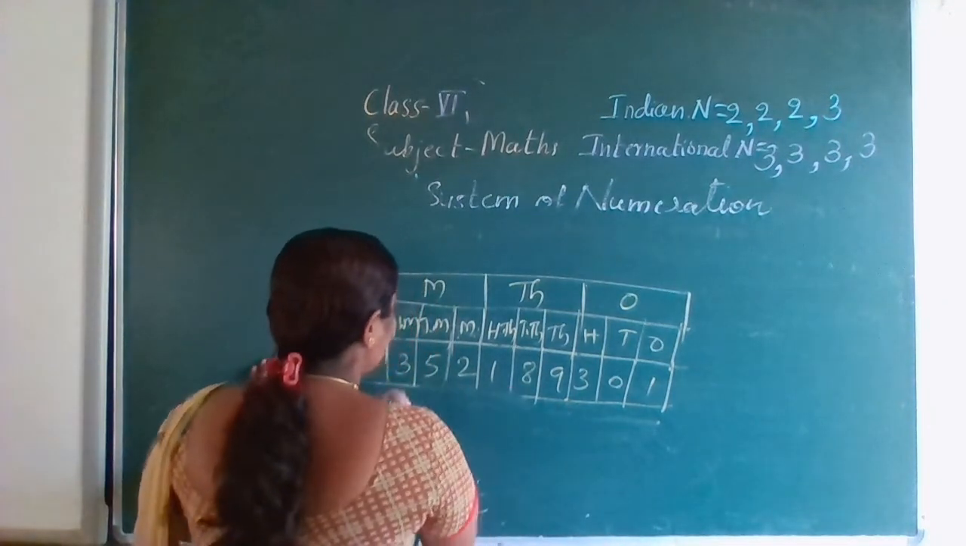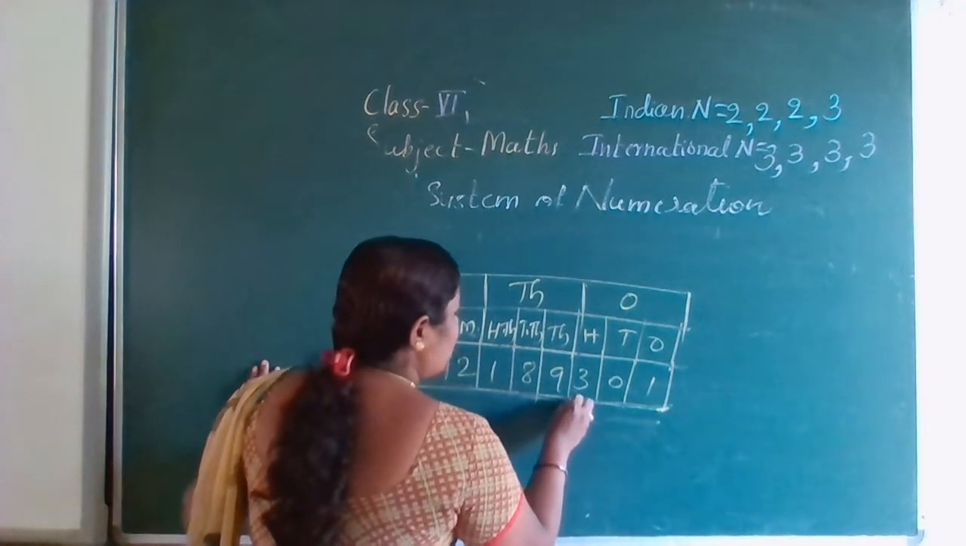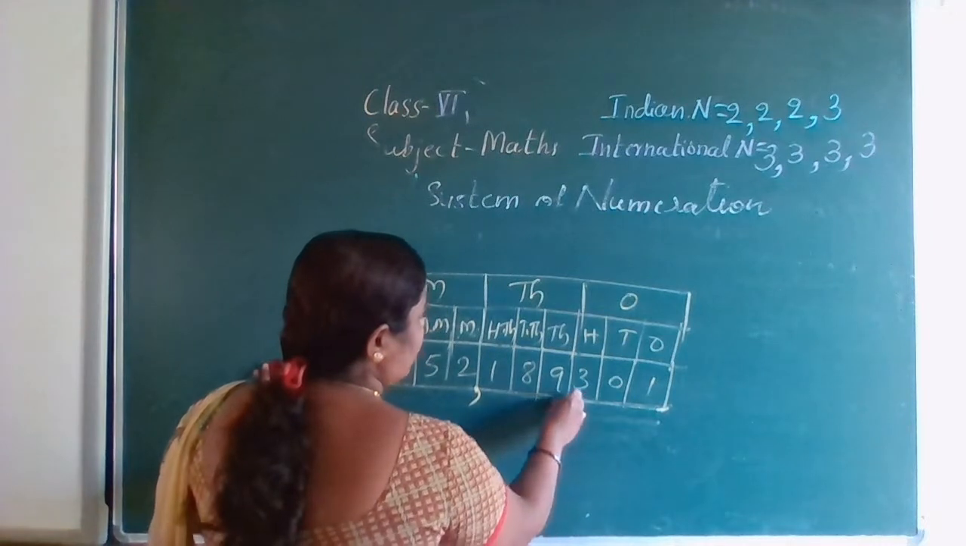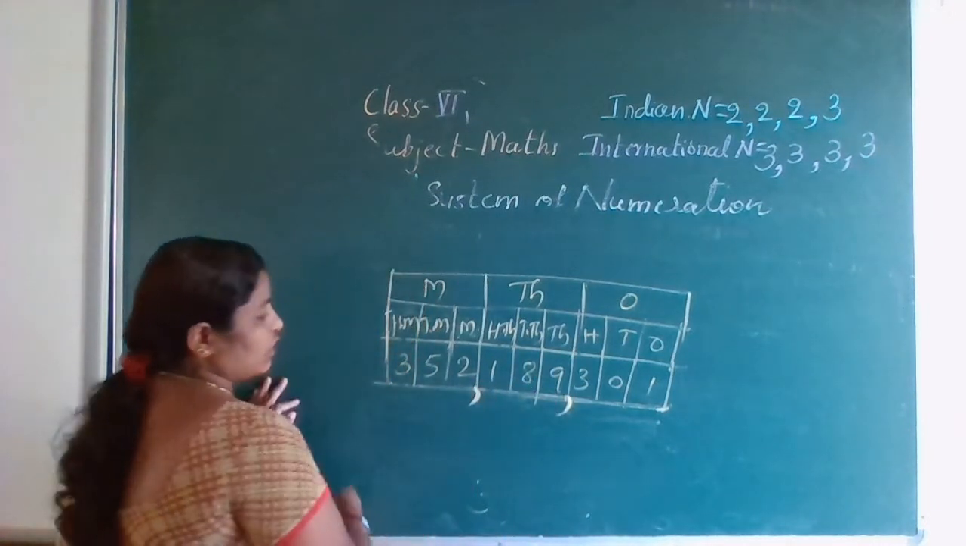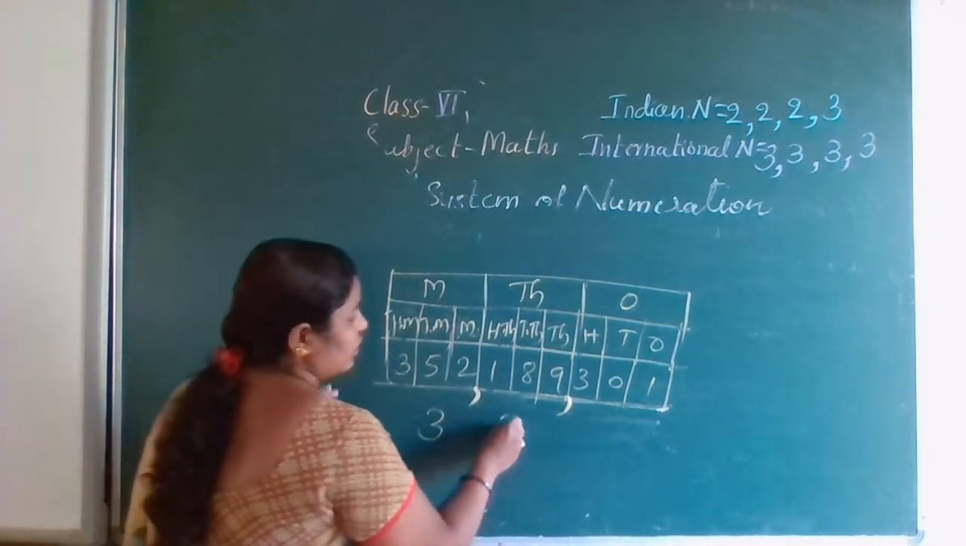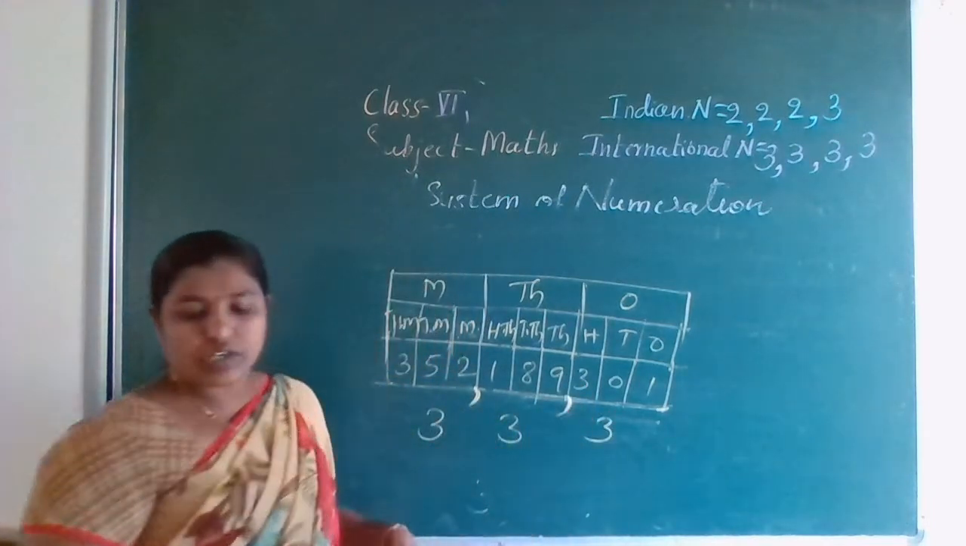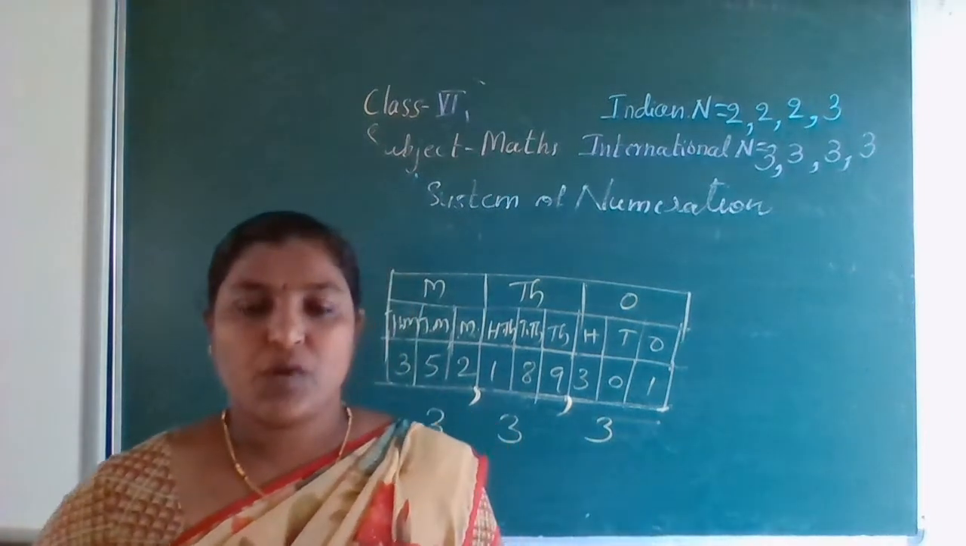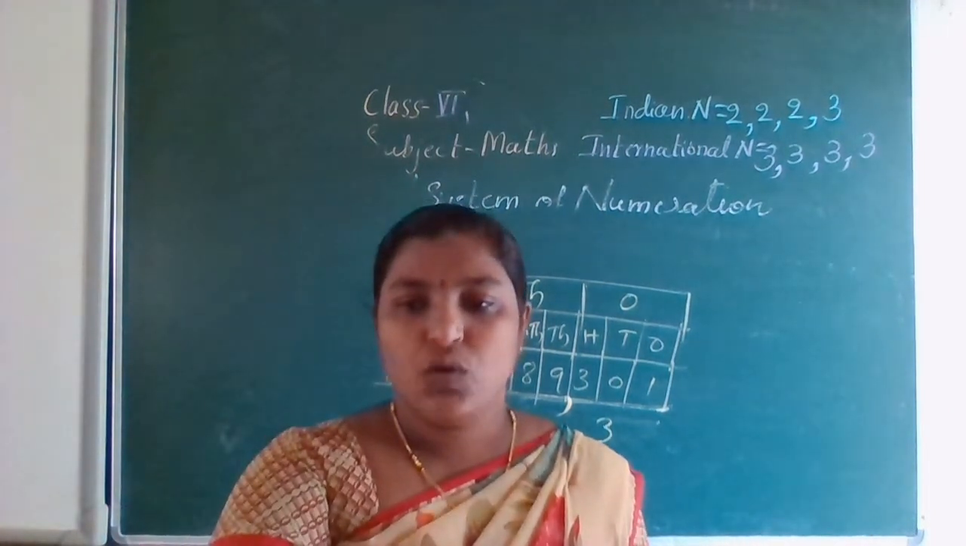Here how should we give the commas? We should give all after 3 digits. 3 digits, 1 comma. Again 3 digits, another comma. So 3, 3, 3. This is the international system of numeration. Regarding this there are many problems, so do them as homework. Thank you.